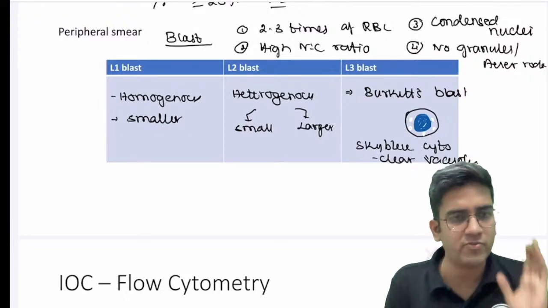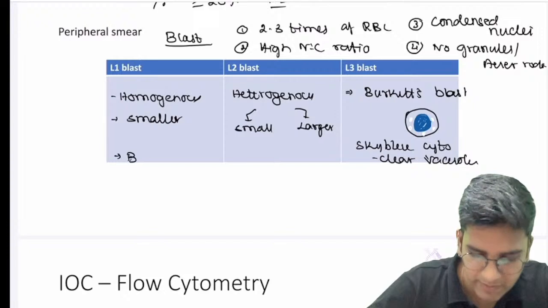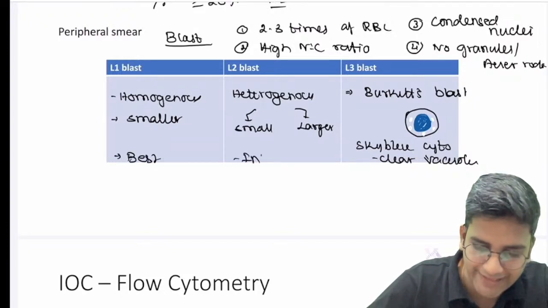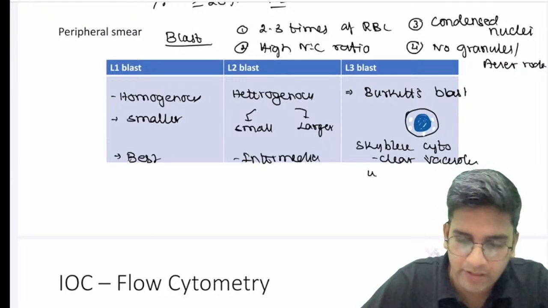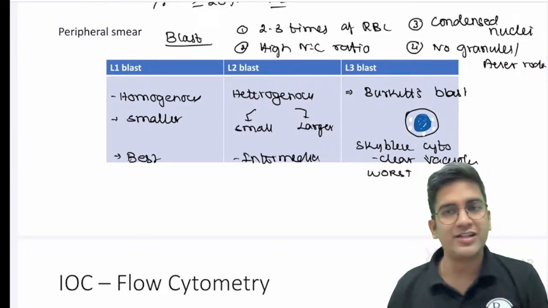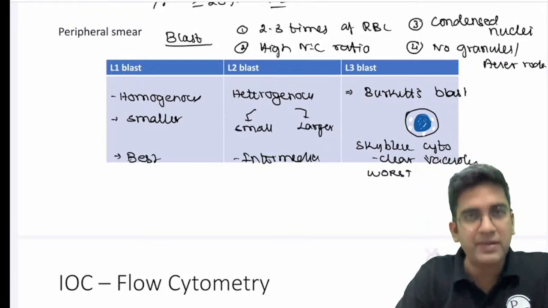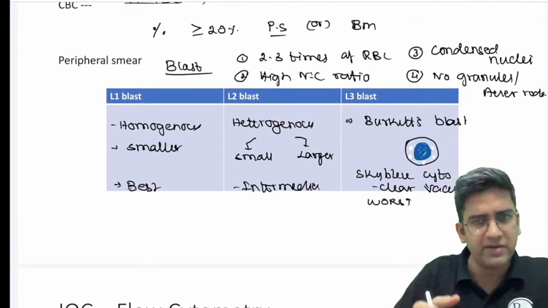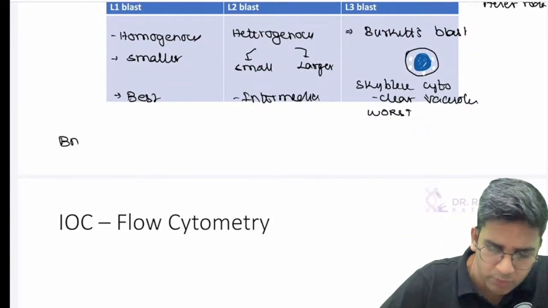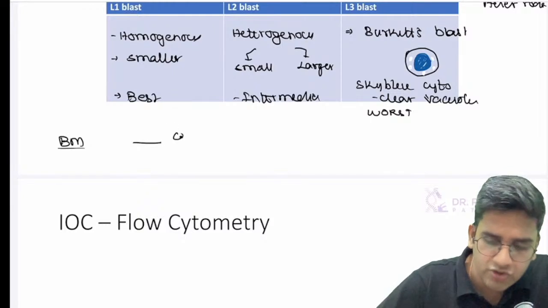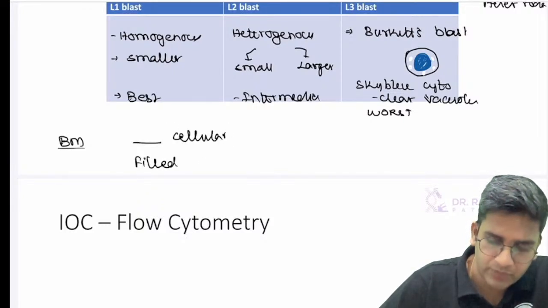These are three different types of blast: L1, L2, L3. If you want to add prognosis, add it here. L1 has the best prognosis, L2 the intermediate prognosis, and obviously L3 blast, with respect to lymphoid leukemia, has the worst prognosis. Though that's not the right way to determine it, that is the prognosis based on L1, L2 and L3. So we have the peripheral smear findings. If you want, write the bone marrow findings separately: cellularity, will it be more cellular or less cellular? It will be filled with the same blasts.